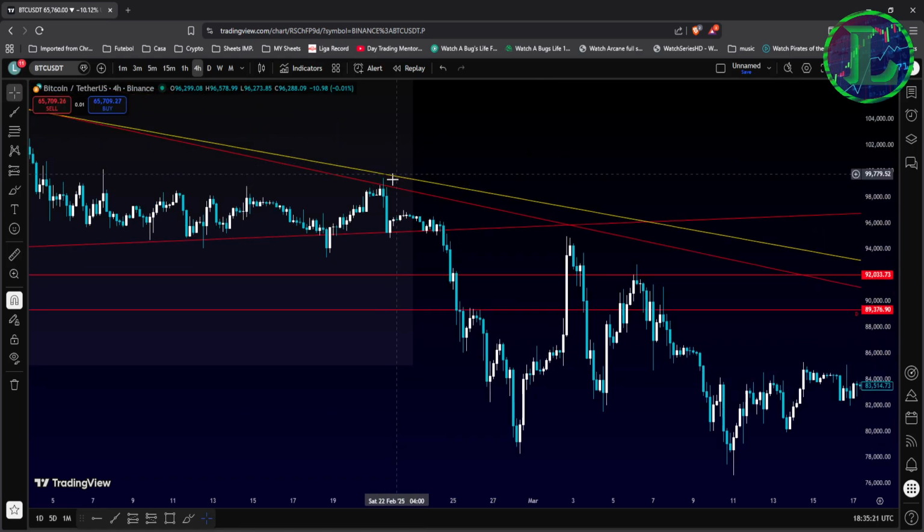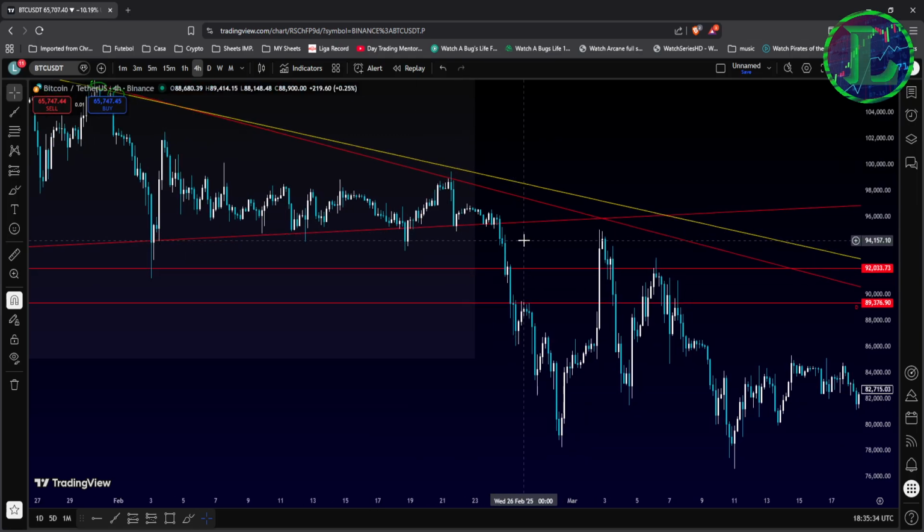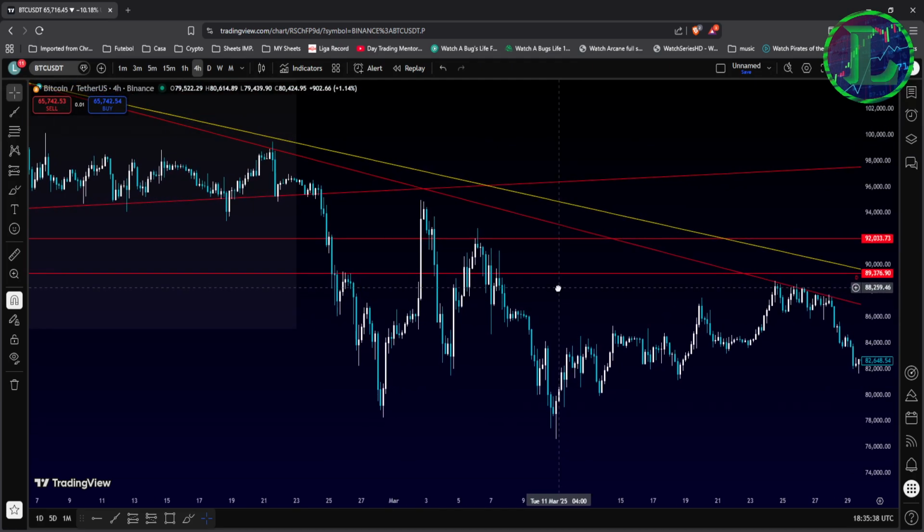Okay, it's not just because we failed to test that 4 hour trend. It is also because we broke that big daily uptrend. So these are some combination levels. Okay, guys, I hope you understand that.